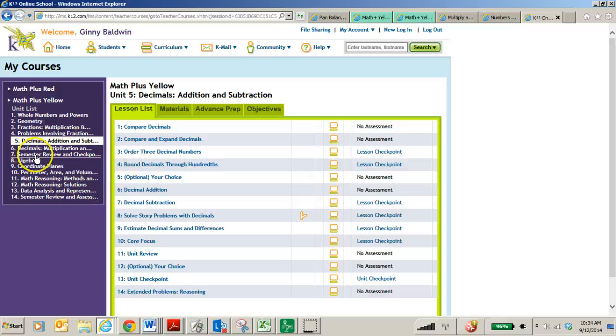Now, we may also skip some of these semester reviews, especially if we are moving things around in the curriculum. So if you notice that a teacher skips something for you, don't worry. They did it for a reason. And we want math to make sense to you and your student.